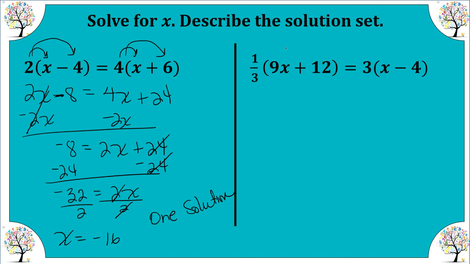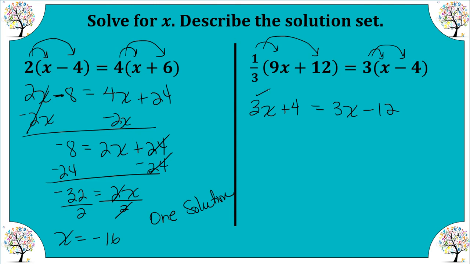Okay, let's solve this one. We're going to distribute 1/3. 1/3 is a unit fraction, meaning 1 is our numerator. So when we're multiplying by a unit fraction, such as 1/3, 1/2, 1/4, that's the same as dividing by that denominator. So 1/3 of 9 is 3, and that's 3x. 1/3 of 12 is 4. Over here, we're going to distribute the 3, and we're going to get 3x minus 12.